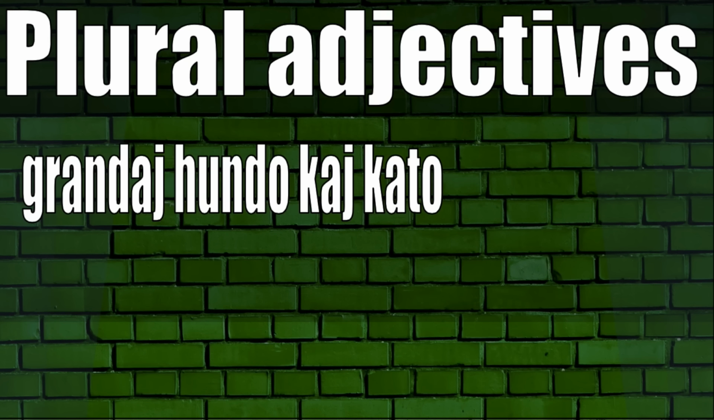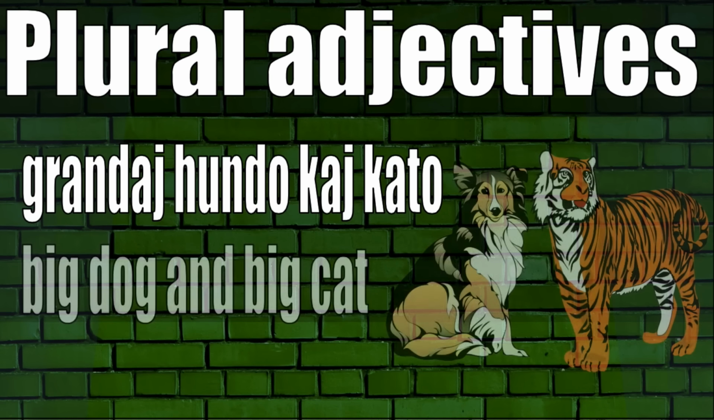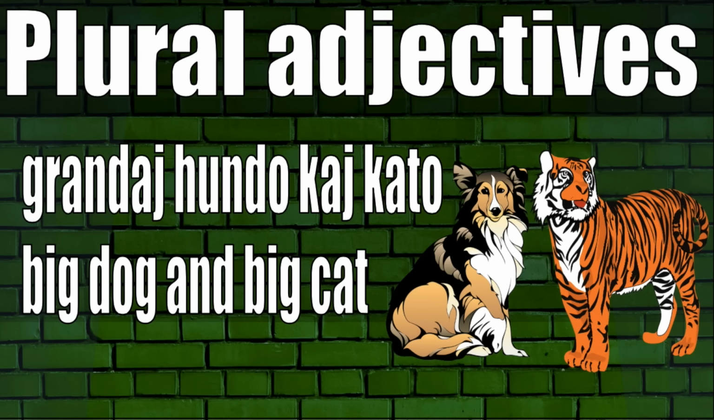So what about grandaj hundo kai kato? Well, in this case, the letter j is on granda, so we know it's describing multiple things. In this case, grandaj hundo kai kato translates to big dog and big cat, because granda is describing dog and cat.